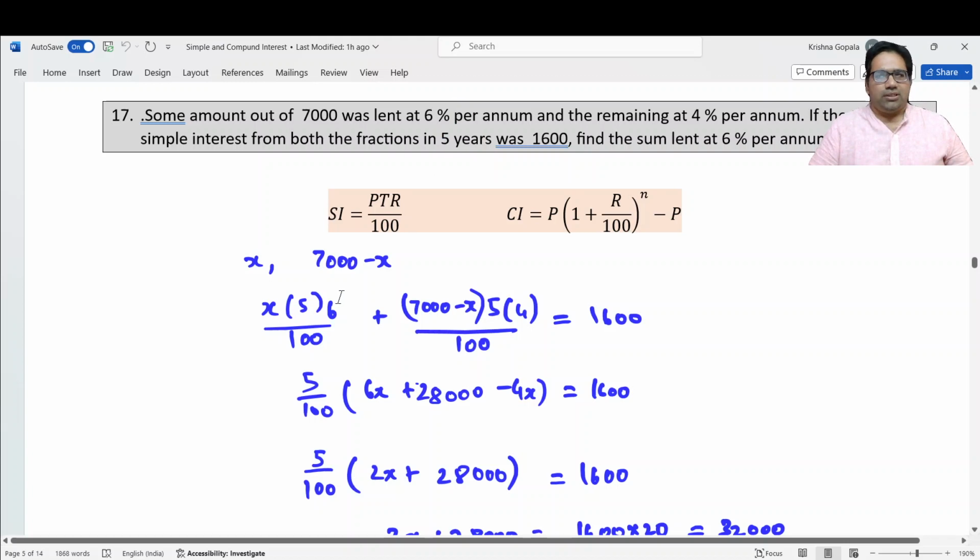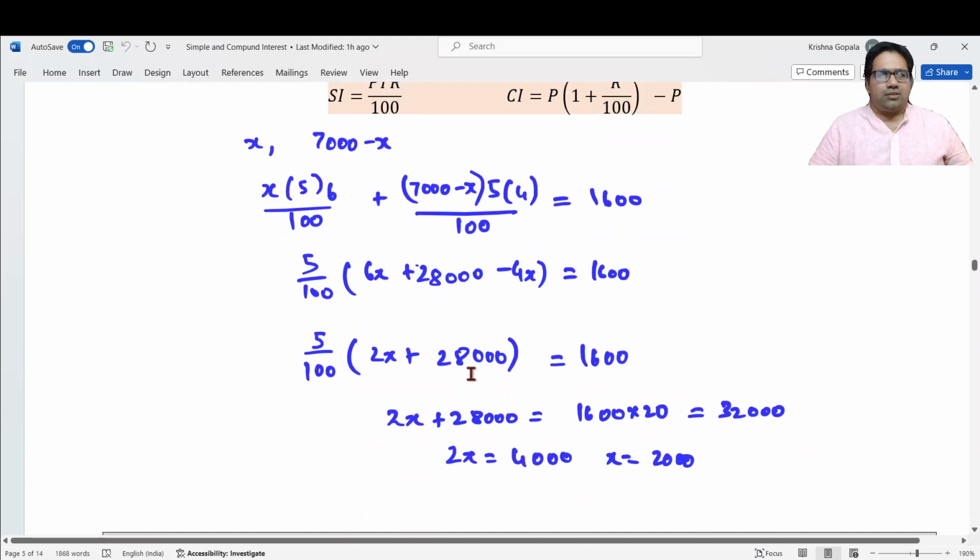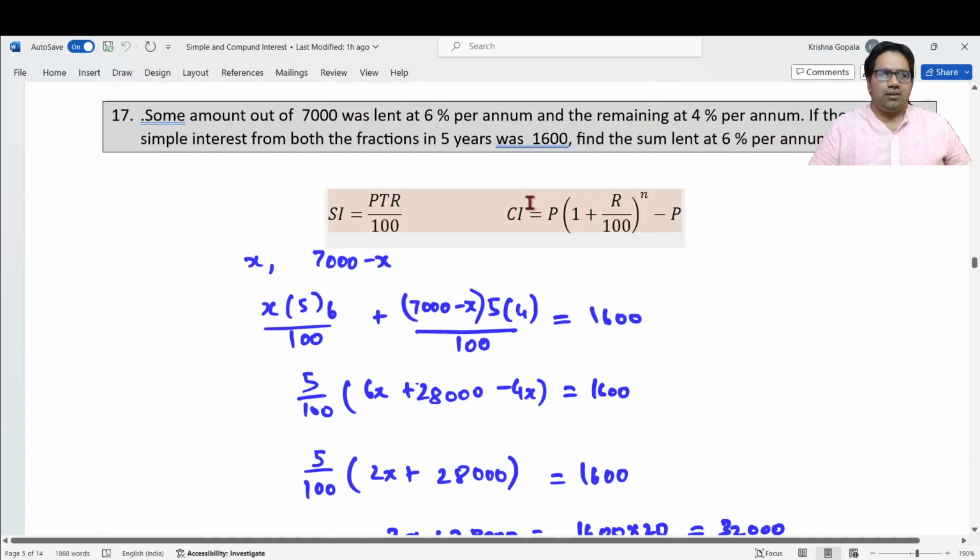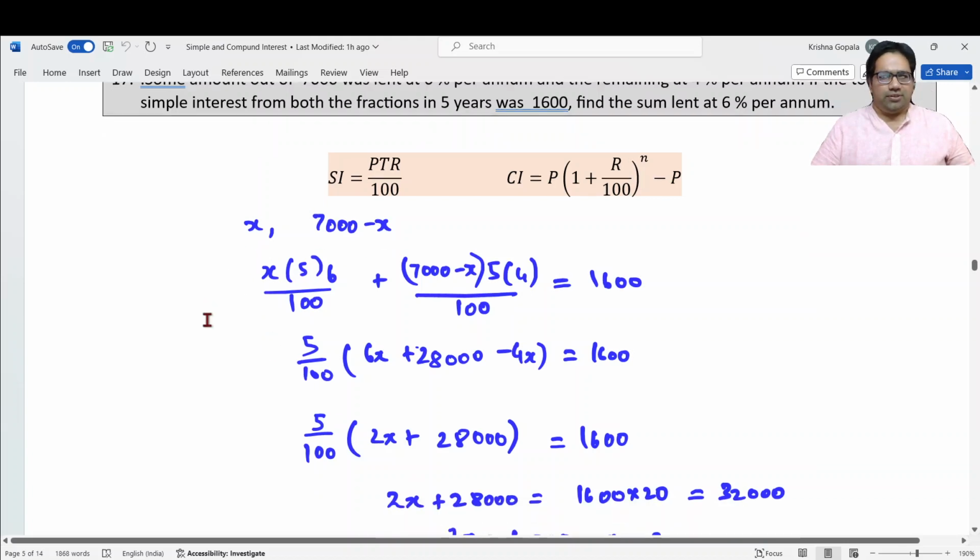What does that mean? 2,000 was lent at 6%, and the remaining 5,000 was lent at 4%. Both together gave 1600 in 5 years. Right? This is an easy problem. You just need to write x and 7,000 minus x and be able to write this equation.